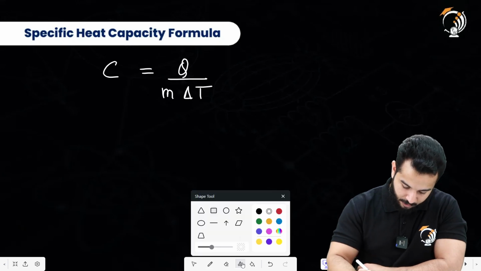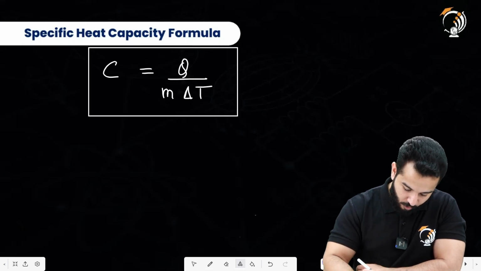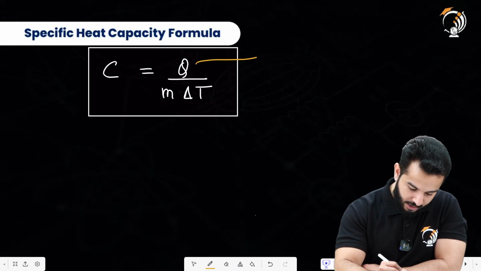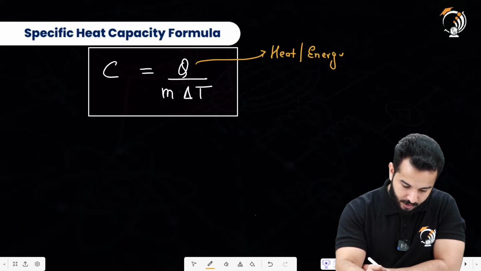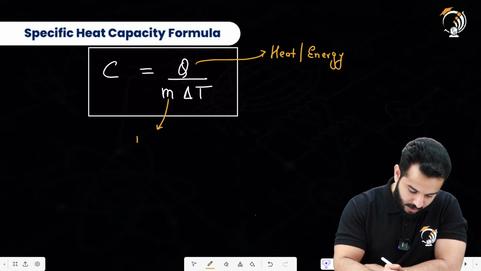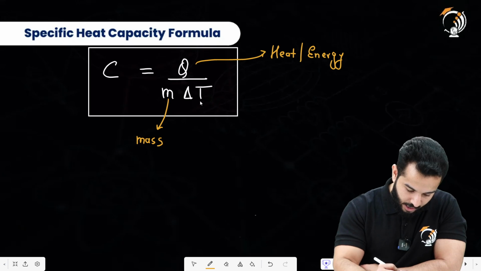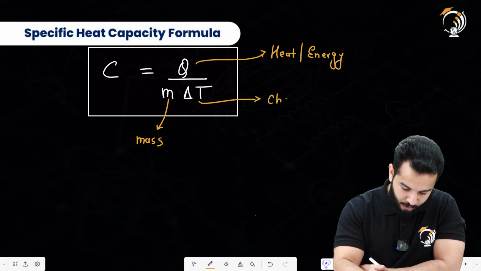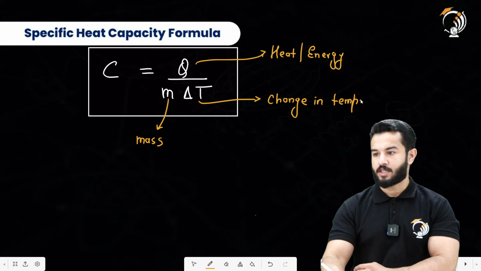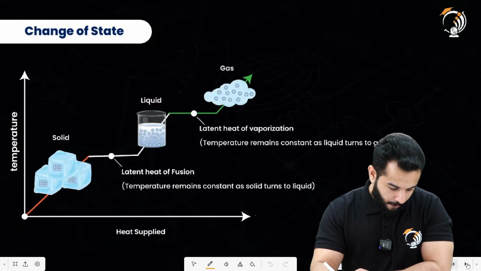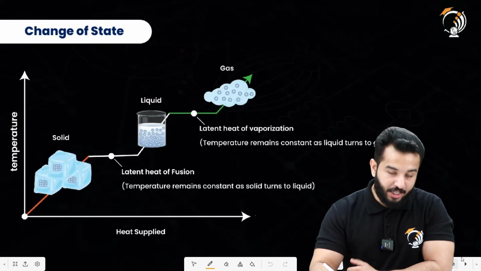Please remember the formula. In this formula, Q is the heat, also called energy, same thing. m is mass and ΔT is change in temperature. Moving on, now we are going to talk about change of state.